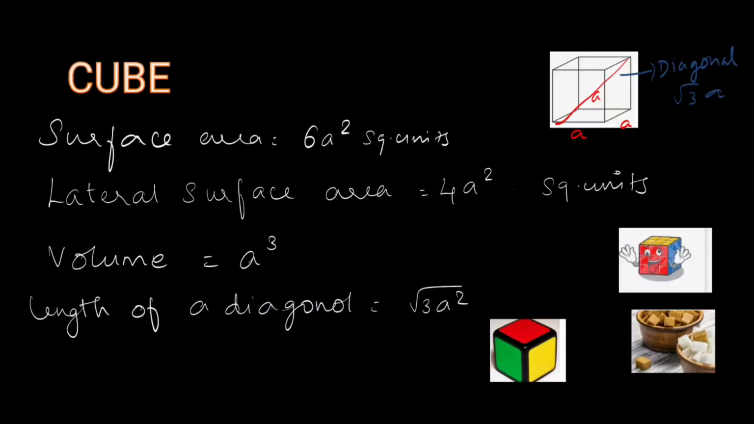Here is another one. What is this? Length of the diagonal. The length of the diagonal is root 3 a. That is the line joining one corner point of the cube to the opposite one. The line joining them is the diagonal, so the length of the diagonal is √3 a.